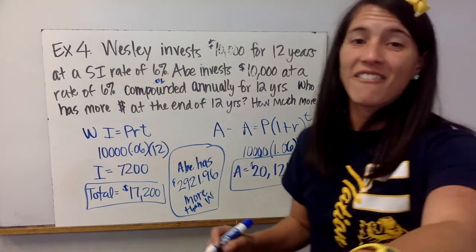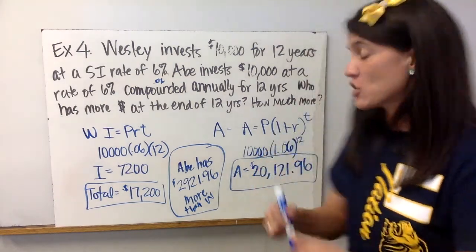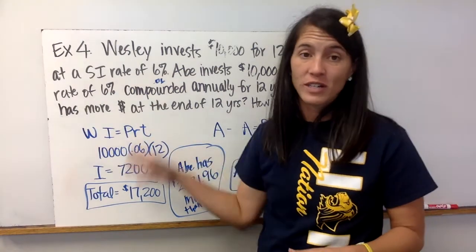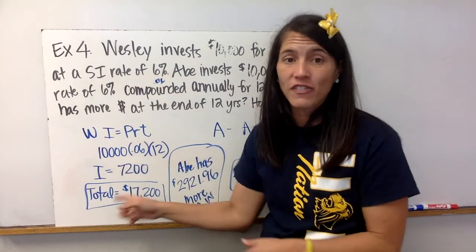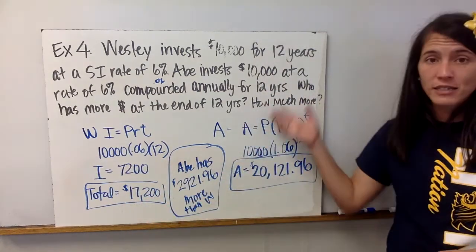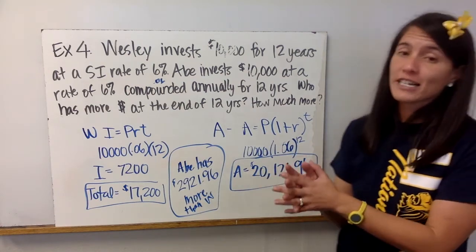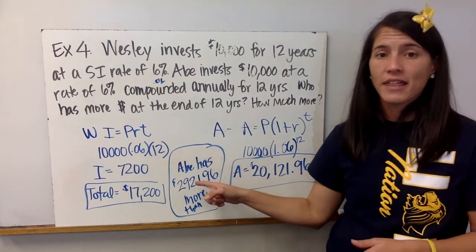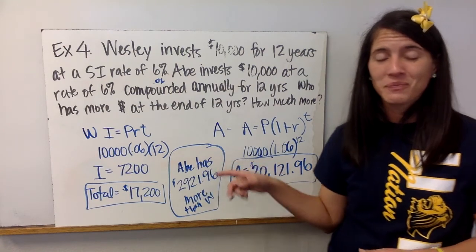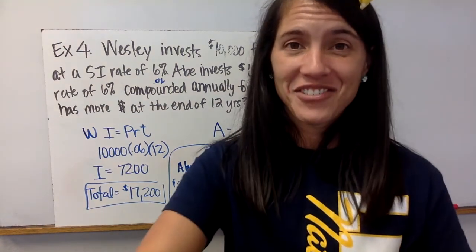All right, so I found that answer because I took simple interest on Wesley, added it together to find his total. I did compound interest with Abe, found his total, and then I subtracted the two. Abe has more by this amount because I subtracted the two. And we're going to practice more with compound interest in class.